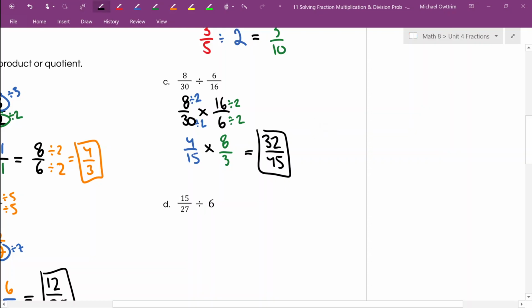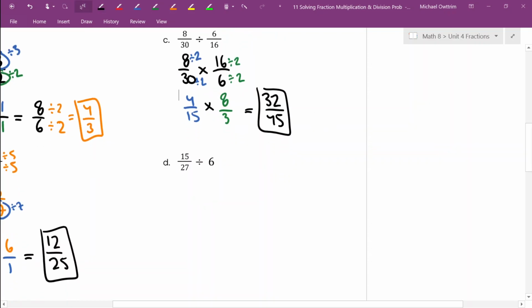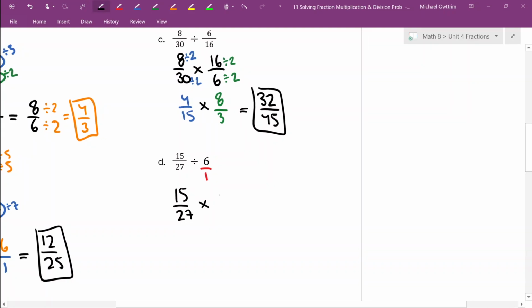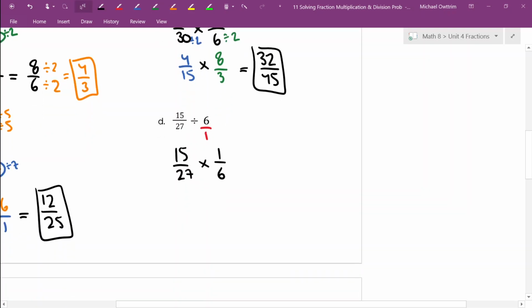Okay, in question D, we're going to first off rewrite our whole number as itself over 1. Then we're going to use our multiply by the reciprocal trick. So 15/27 stays the same, divide changes to multiply, and 6/1 flips to 1/6. Next, I'm going to do some simplification. I notice that 15 and 27 are both multiples of 3. So I'll simplify that down to 5/9 times 1/6. And I don't think there's any further simplification we can do, so we'll just multiply top times top and bottom times bottom. And 9 times 6 is 54. And that's going to be as simple as we get.